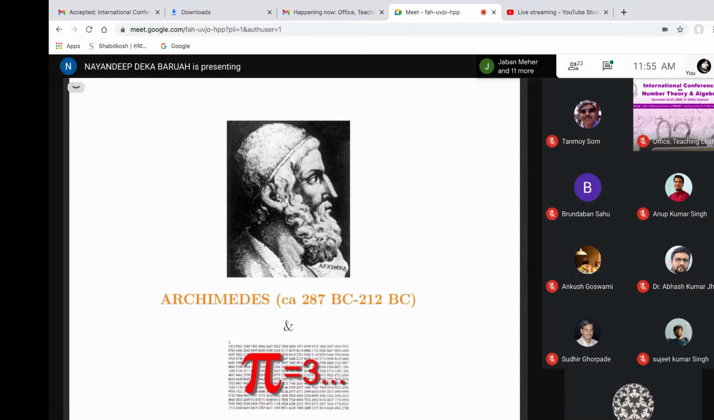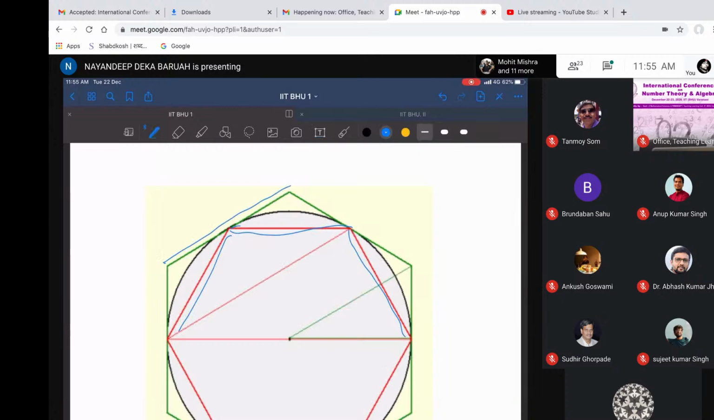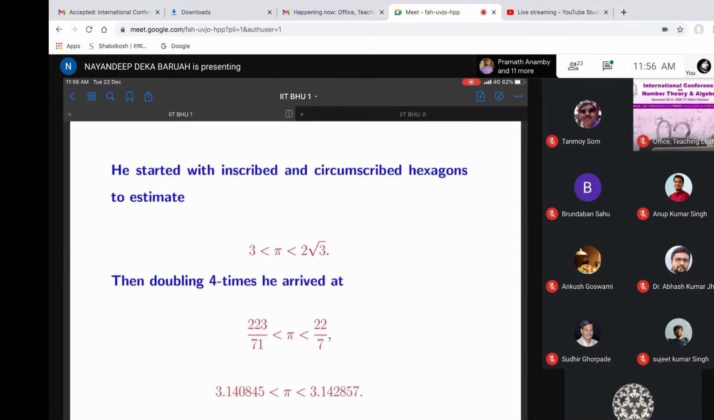And now he inscribed this with a regular hexagon like this, and there is an outer hexagon. This is the inner hexagon, this is the outer hexagon. One can calculate the perimeters, and therefore one can estimate the value of pi. He estimated that pi lies between 3 and 2√3, because the perimeter of the inner hexagon is 3 and the perimeter of the outer hexagon is 2√3. So pi is a number which lies between 3 and 2√3.